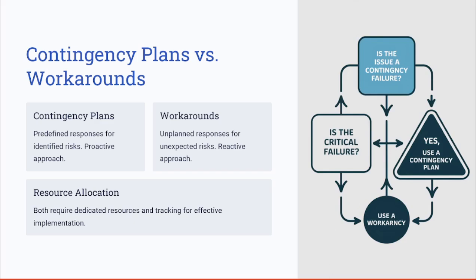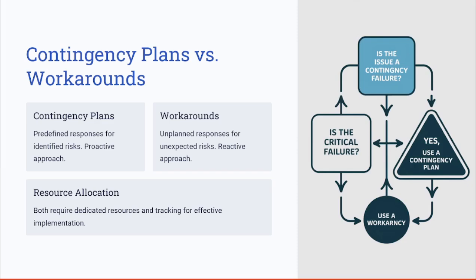Now let's see contingency planning versus workaround. Contingency plans and workarounds serve different purposes in risk responses. For example, in a data center migration project, if server failure is identified as a risk, the contingency plan may involve actions such as activating backup servers. However, if an unforeseen cyber attack occurs, a workaround might involve deploying emergency cybersecurity patches and increasing the firewall protection on the fly.